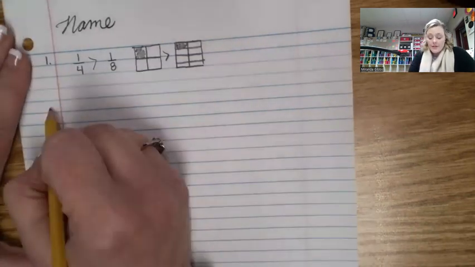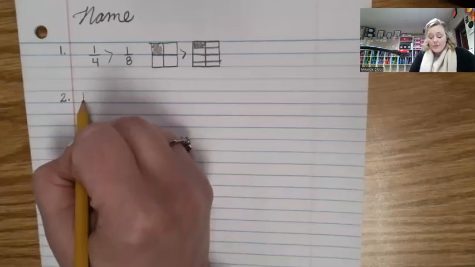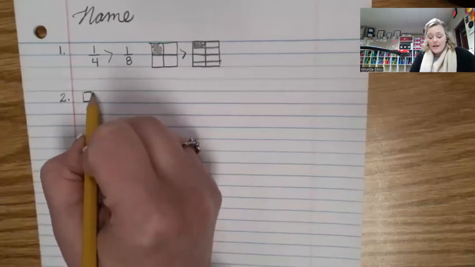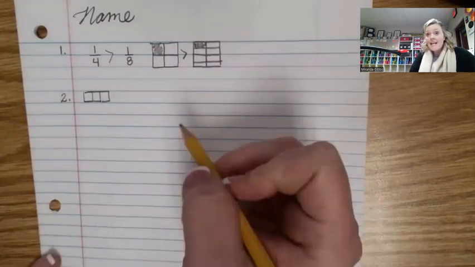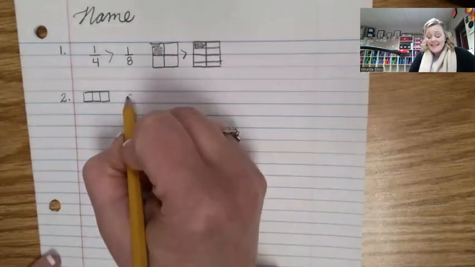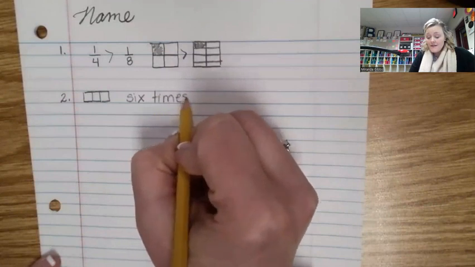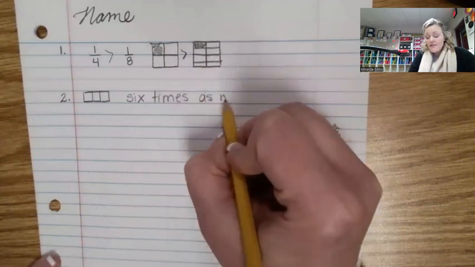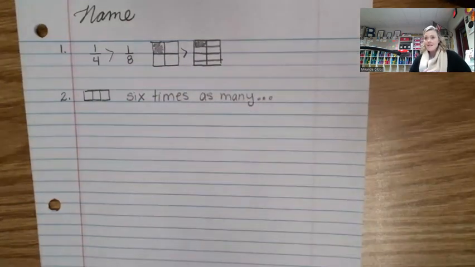All right, number 2. So I'm going to give you 3 cubes. 1, 2, 3. And your friend has 6 times as many. So we have to think about that. What does that mean? 6 times as many. Pause the video and see if you can draw a model or write an equation that goes along with this problem.